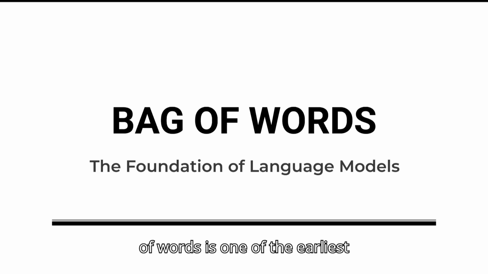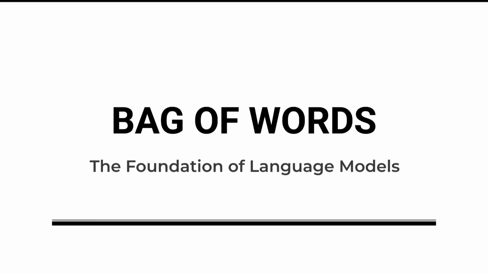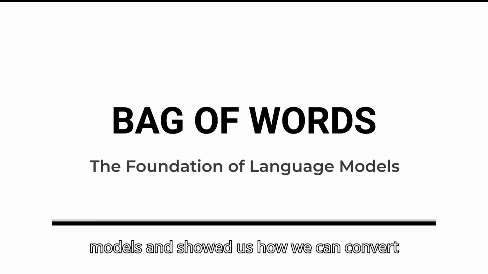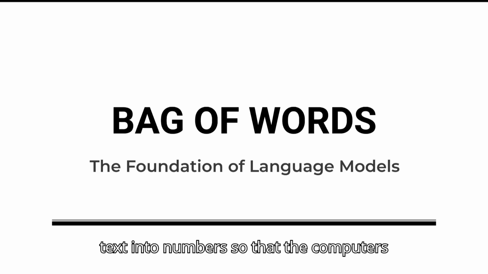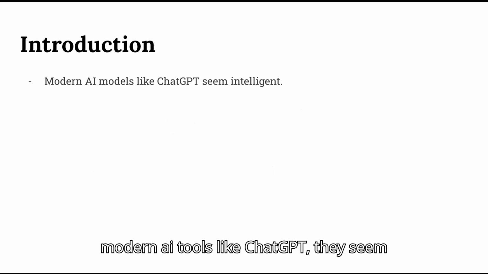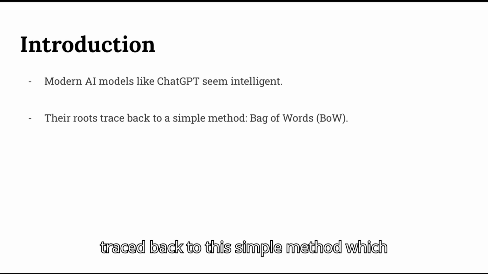Bag of words is one of the earliest algorithms that helped us get started in the world of natural language processing. These are the foundation of language models and showed us how we can convert text into numbers so that computers can understand and make sense of a large corpus of text. Modern AI tools like ChatGPT seem intelligent, but their roots really trace back to this simple method, which is bag of words.